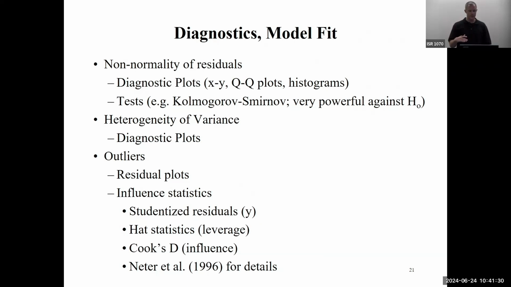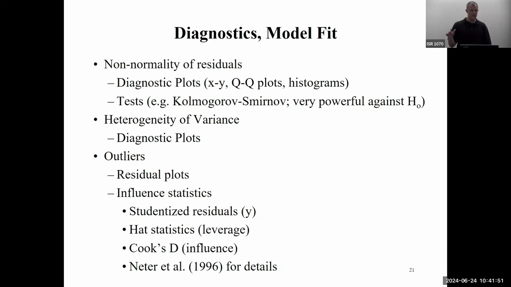Influence statistics, so looking at studentized residuals, it's a way to scale those residuals given the standard deviation of those residuals. Hat statistics, which are measures of the leverage of a particular point on the overall fit of the model. Measures of influence like Cook's D statistic, okay, that I believe Newman was bringing up earlier.